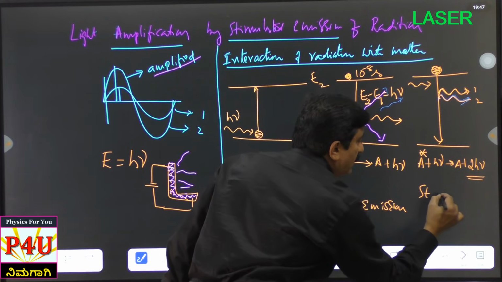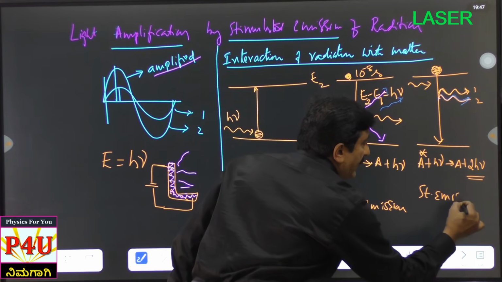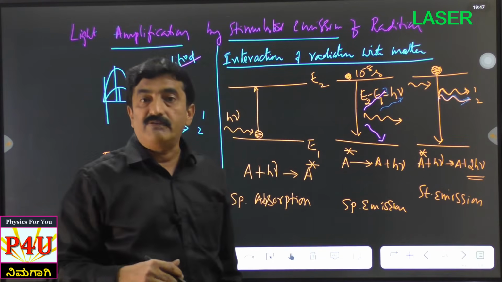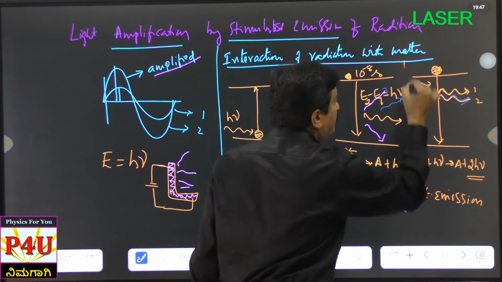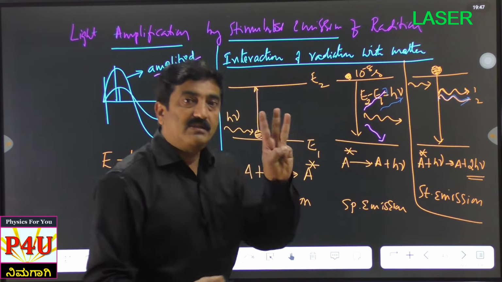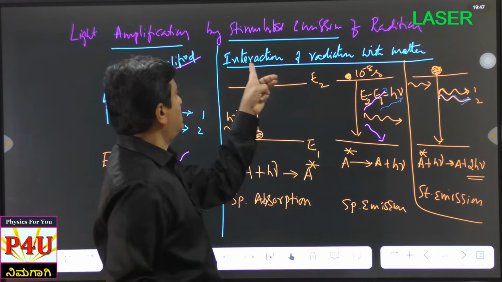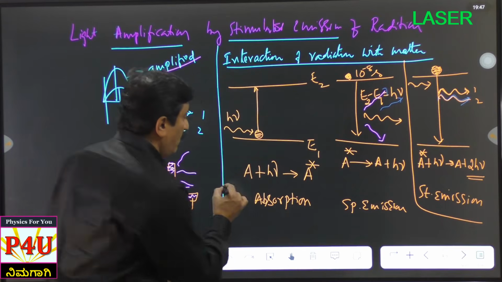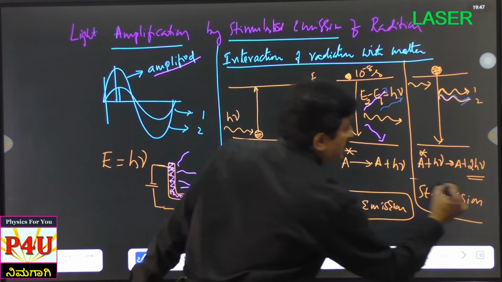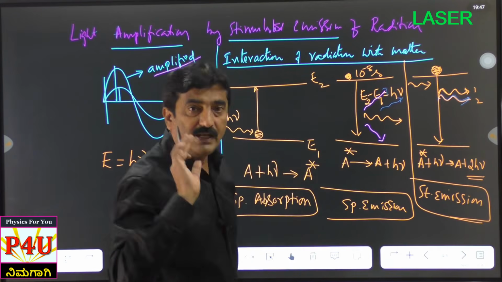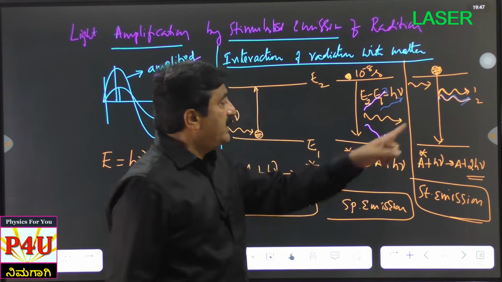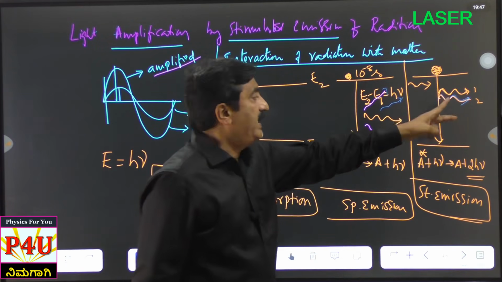This is called stimulated emission, and this is what Einstein suggested way back in 1917, and we want this particular category. I told you there are 3 possible interactions. Number 1, spontaneous absorption, next spontaneous emission, next stimulated emission. And for laser, stimulated emission is more appropriate because this is the only possibility where I can get more number of photons.